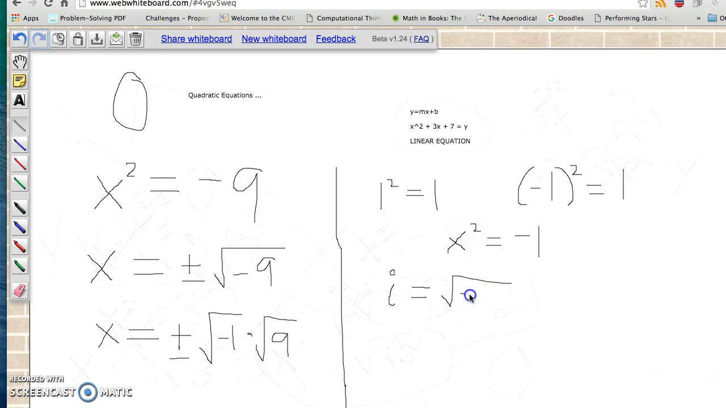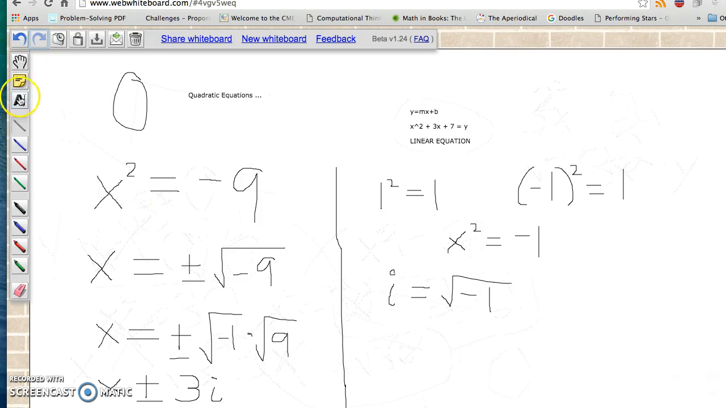Isn't that weird? So then the square root of negative 9 is plus or minus 3i. And that's what a complex number is like. I guess that's what we're supposed to know about it. And I'm going to erase this again.